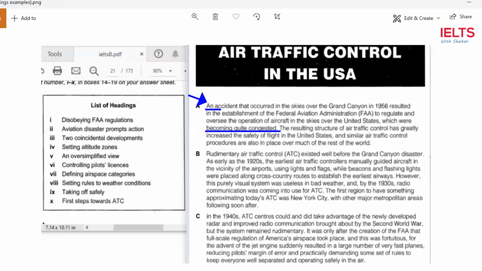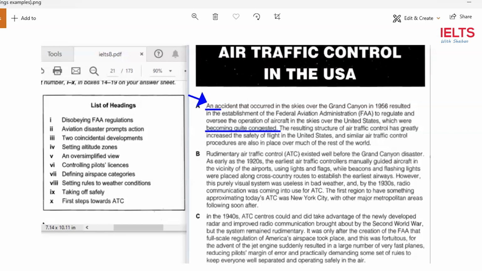The idea here, when you do reading the headings, you have to read slowly. It's a must. If you read fast, you lose time and you can't catch the main idea. In this way here, the headings in front of you, as you can see, paragraph A talks about an incident that occurred in the skies over the Grand Canyon.